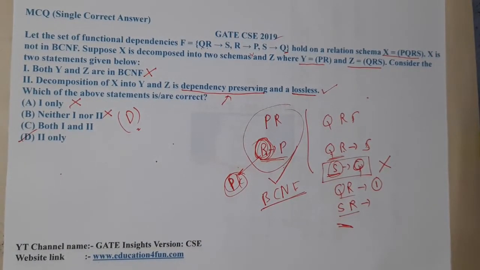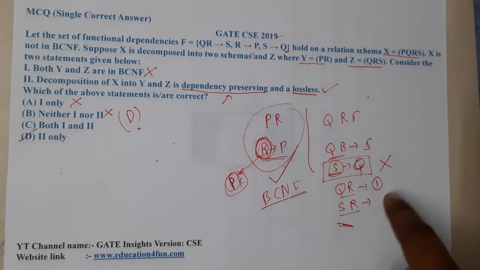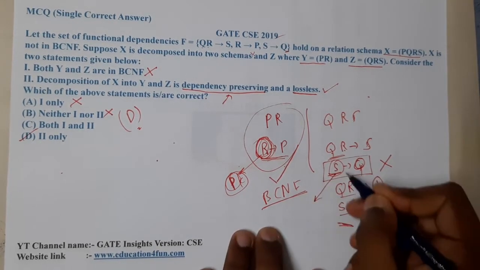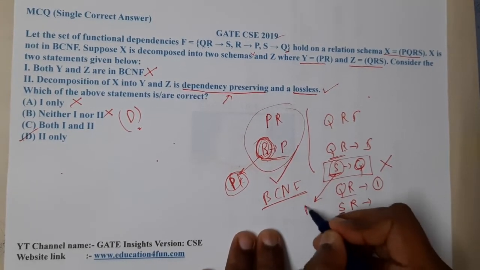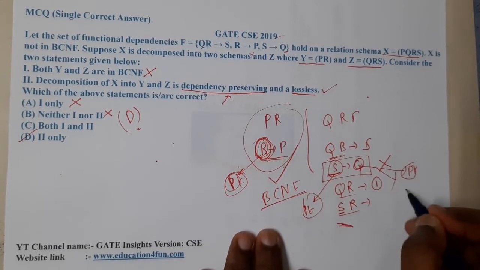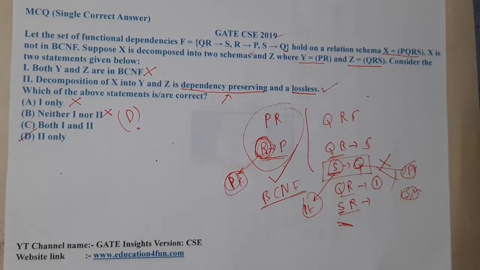So it's quite an easy question. I hope everyone got a clear idea on this. If you want to know which normal form it belongs to, look at S and Q: both are part of a key. So it belongs to 1NF, 2NF, and 3NF. But they are saying both of them are in BCNF, and that's the reason why that option is wrong.